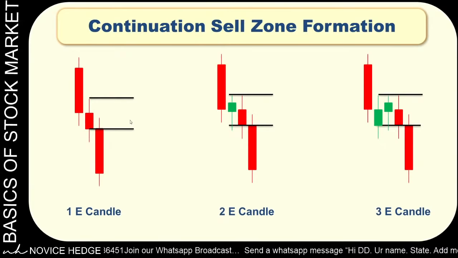Next, this is a continuation pattern. In the continuation pattern, the sellers are dominating first, and once again there is a pause, and once again the sellers take control. What does this red color candle, which is an E candle, indicate? It indicates a transaction. Some sort of transaction happened, and once again the sellers start to dominate. So this is the continuation sell zone formation.